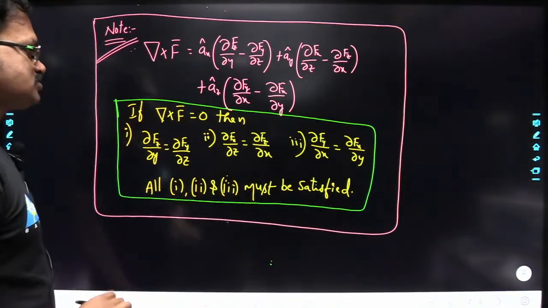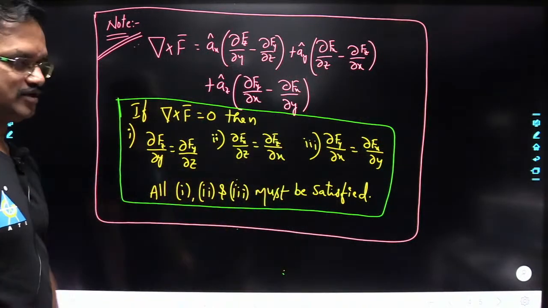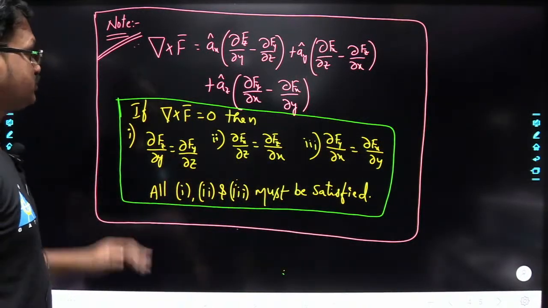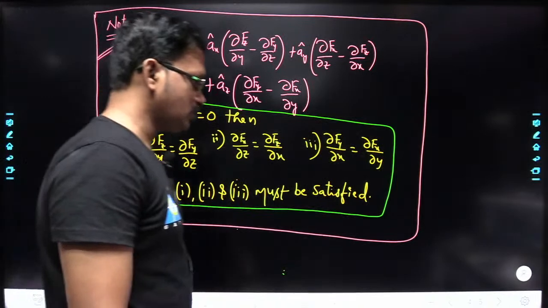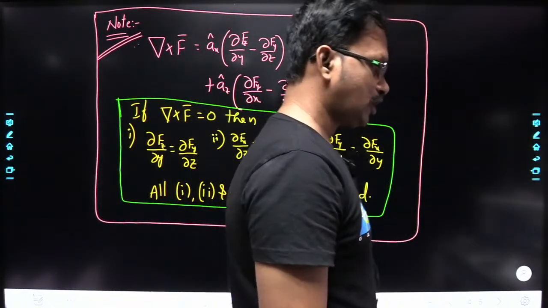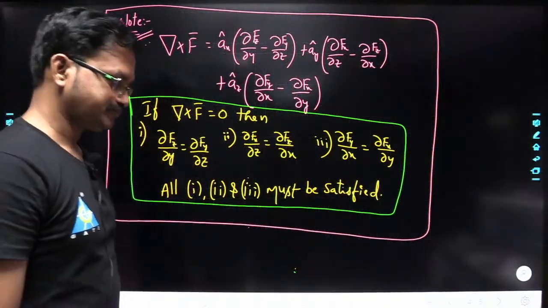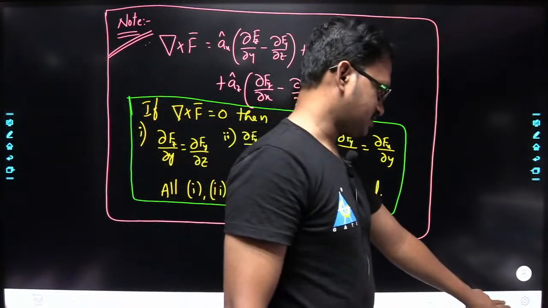If curl of f bar is equal to 0, then it has to satisfy all the three conditions. Then only the curl of the vector field will be equal to 0, right? Okay, I hope it is crystal clear. So next.